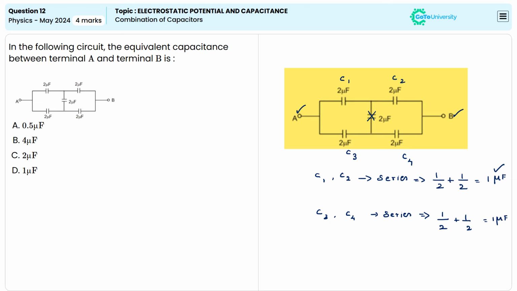to 1 microfarad. Now here C1 plus C2 and C3 and C4 are connected parallel to each other. So here we can calculate the total capacitance of the circuit as 1 plus 1, which will be equal to 2 microfarad. So the correct answer for the question is option C.